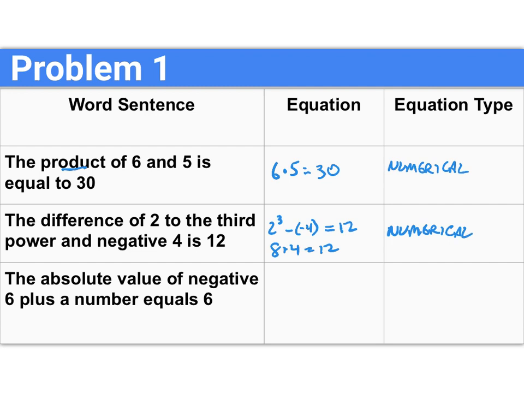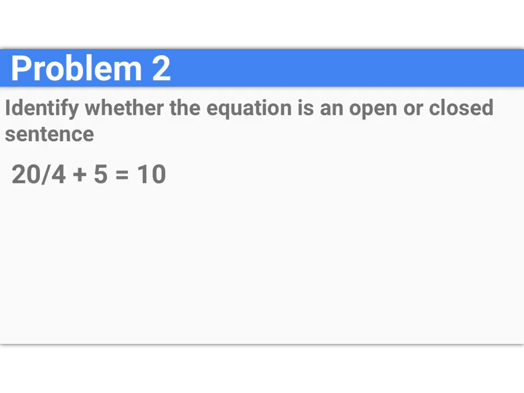The absolute value of negative 6 plus a number n equals 6. So what could that number be? Well, it doesn't matter. All we want to know is the equation type, and this is algebraic. And if you're having any questions about how I was able to turn these words into an equation, please look at the mathematical expression videos where I go over these things.